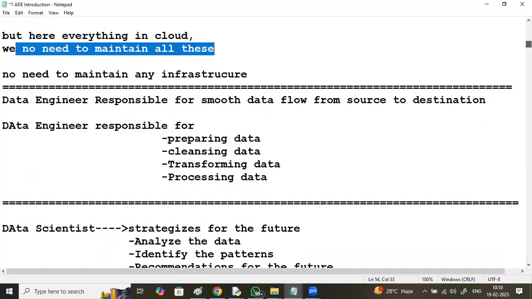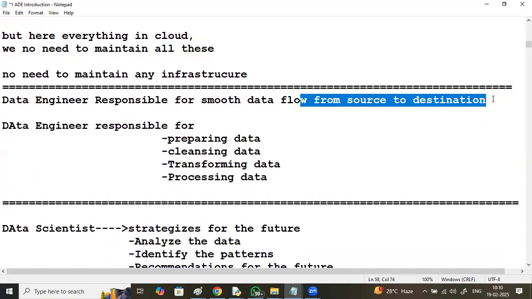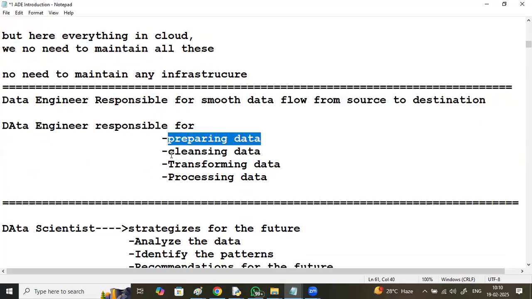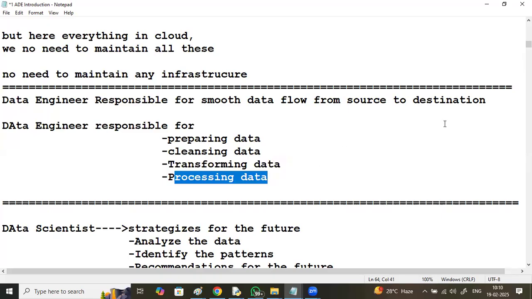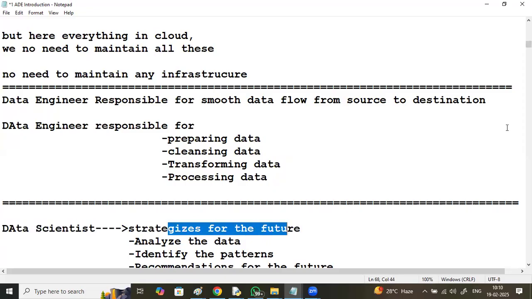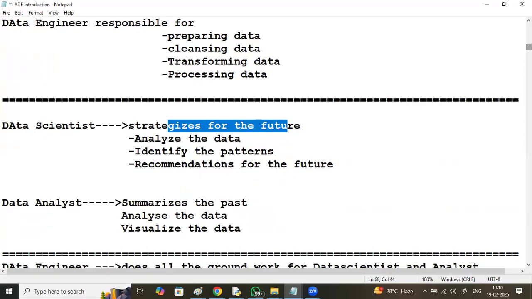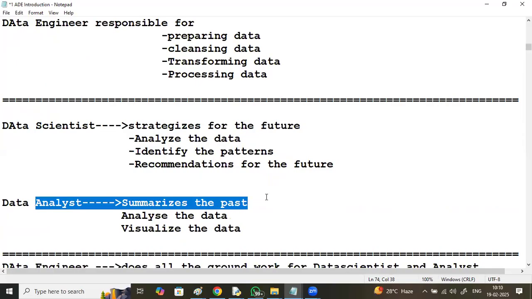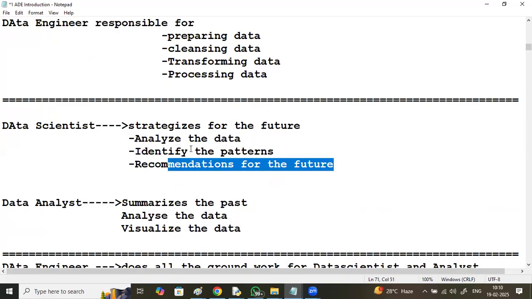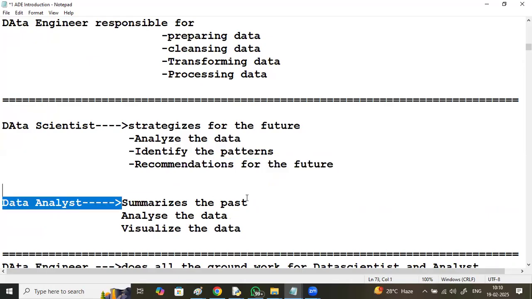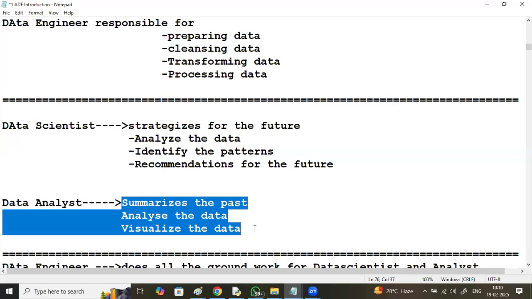So the data engineer is responsible for smooth data flow from the source to the destination. Once the data is from the source to the target, the data engineer is responsible for preparing the data, cleansing the data, transforming the data, and processing the data. The data scientist strategizes for the future. The data analyst summarizes the past. The data scientist analyzes the data, identifies the patterns, and makes recommendations for the future. The data analyst summarizes the past, analyzes the data, and visualizes the data. That is the difference between data engineer, scientist, and analyst.